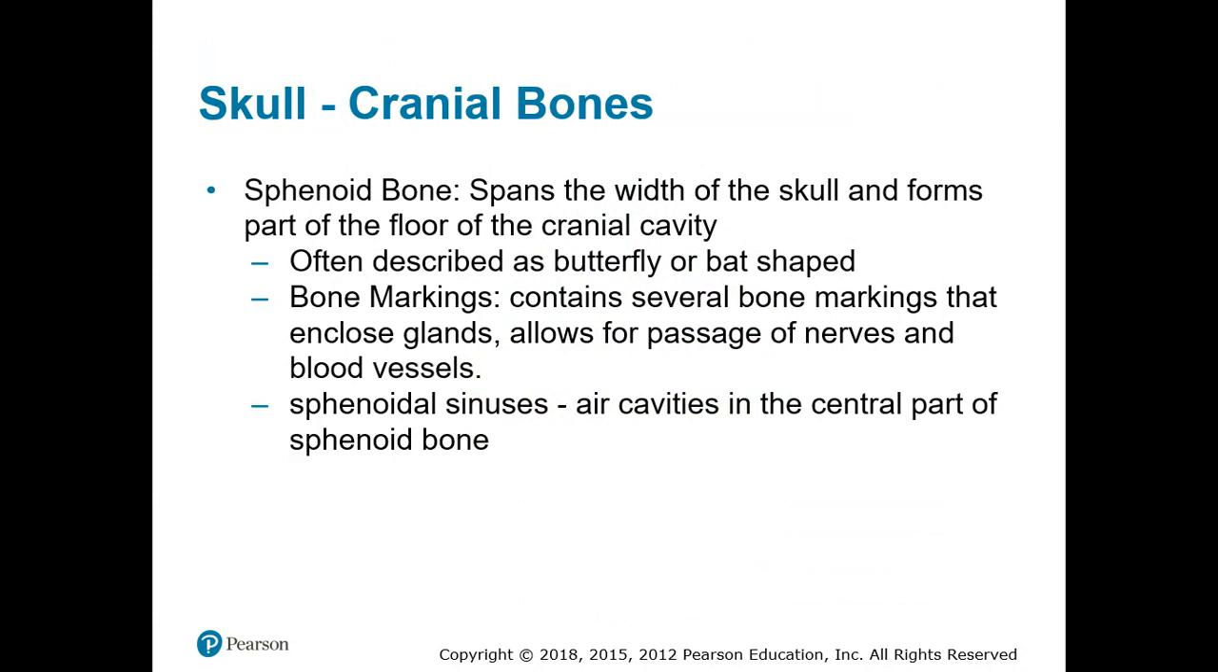Oftentimes we describe its shape as butterfly or bat shaped, and I'll bring up a picture where you can see this description. Just like any other bone, there are a lot of bone markings that show where glands sit, where nerves and blood vessels pass through. There are not any on this one that I specifically want you to know, but there are still bone markings. The other thing is that there are sphenoidal sinuses. So we'll talk about sinuses, and these are just air cavities in certain bones.